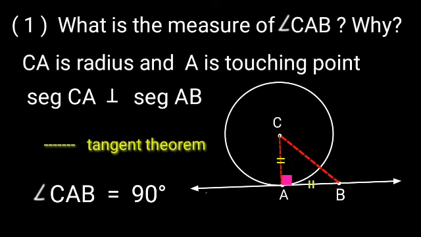First sub question, what is the measure of angle CAB? CA is a radius and A is the touching point. Segment CA is perpendicular to segment AB, reason: tangent theorem. Hence, angle CAB is equal to 90 degrees.